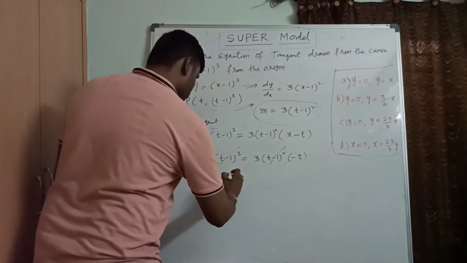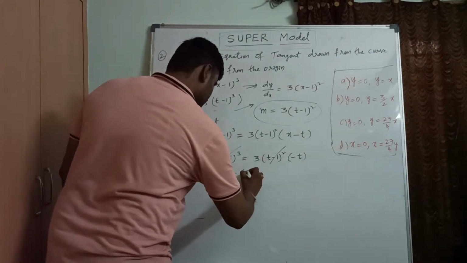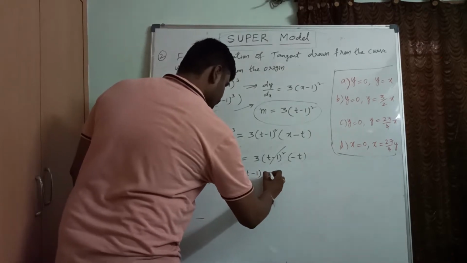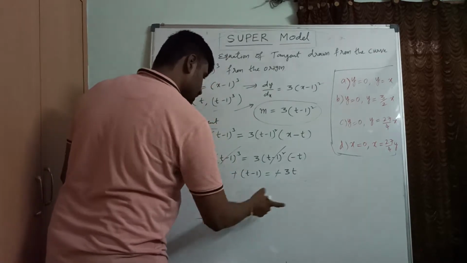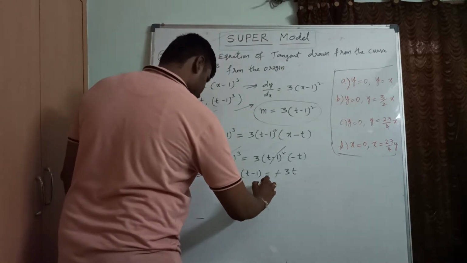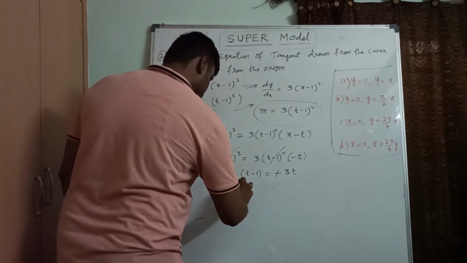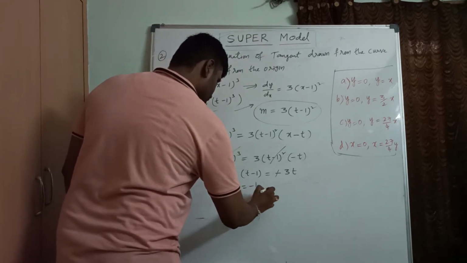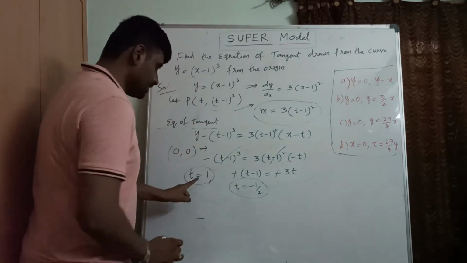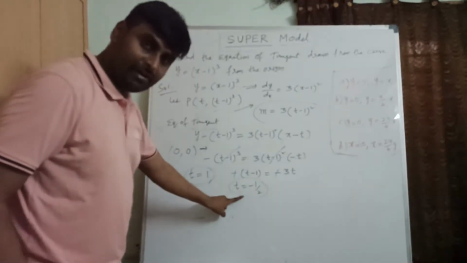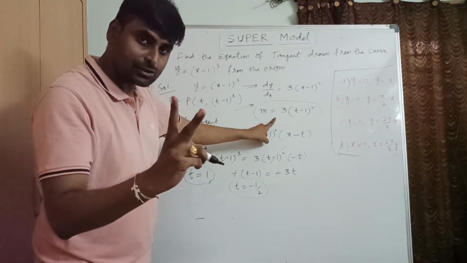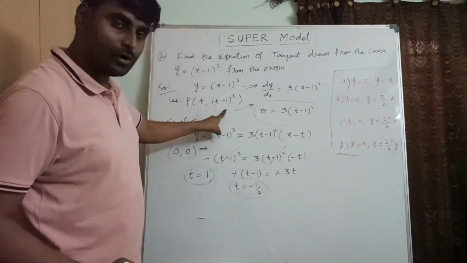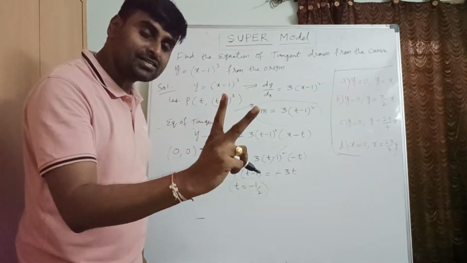So here what do we get? Minus (t minus 1) equals minus 3t. So minus minus gets cancelled. What do we get here? t equals minus 1 by 2. Correct or not? So t equals minus 1 by 2, t equals 1. With respect to these two values of t, we will get two slopes. By using two slopes, we will get two points of contact. We will get two equations of tangent.